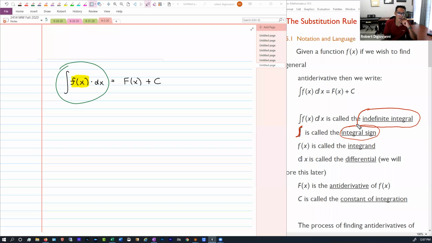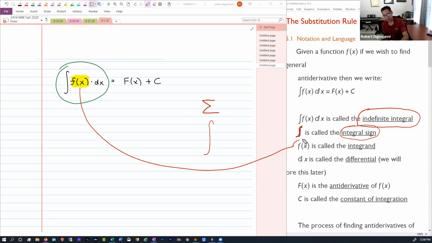And I told you it's like an S that's been stretched out. We're gonna find out later, after chapter 6, that it actually comes from the old Greek sigma notation. It's just this very special kind of thing we do with sigma, and it becomes this weird S-looking thing, okay? But we'll find that out later. The actual function we're integrating is called the integrand.